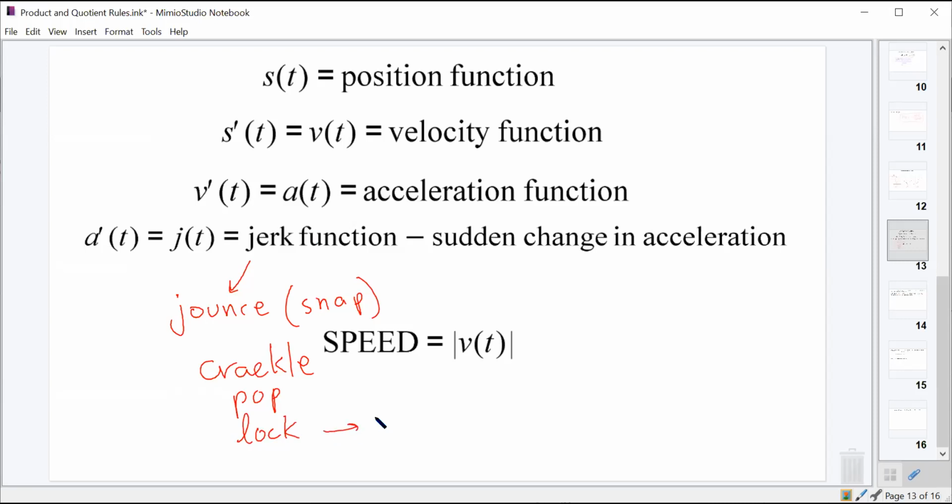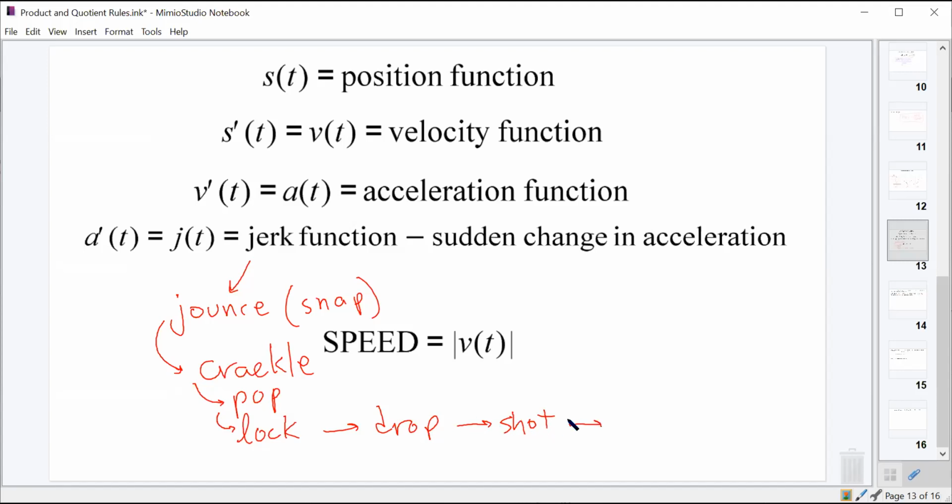You know what the derivative of lock is? Drop. That's right. Anybody know what the derivative of drop is? Any tennis players out there? Nobody? Maybe badminton? I don't know if they do that in badminton. Drop shot, right? You've heard of a drop shot, right? Yes. The derivative of drop is shot.